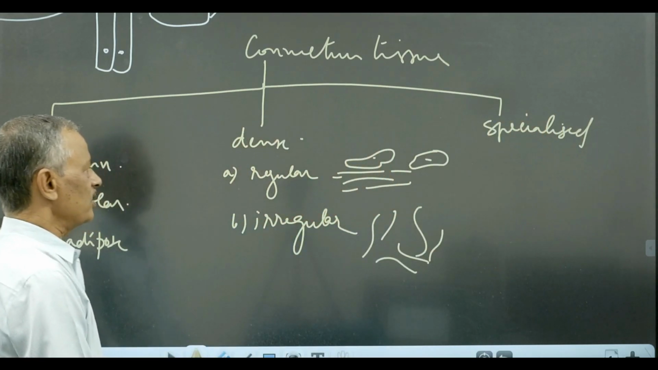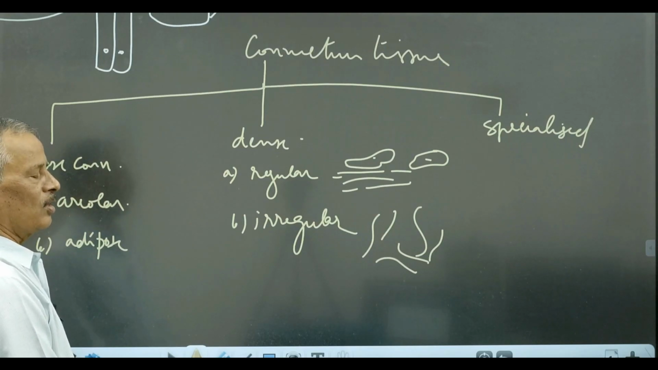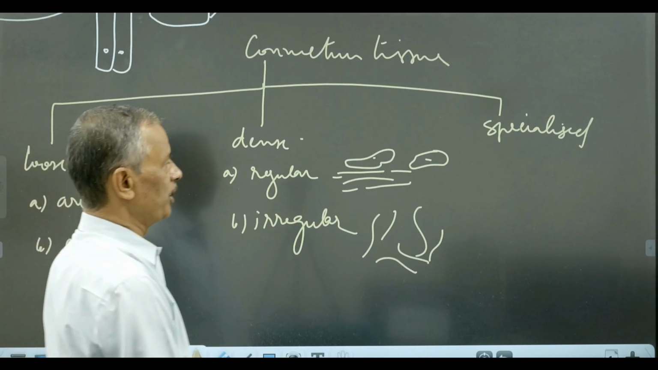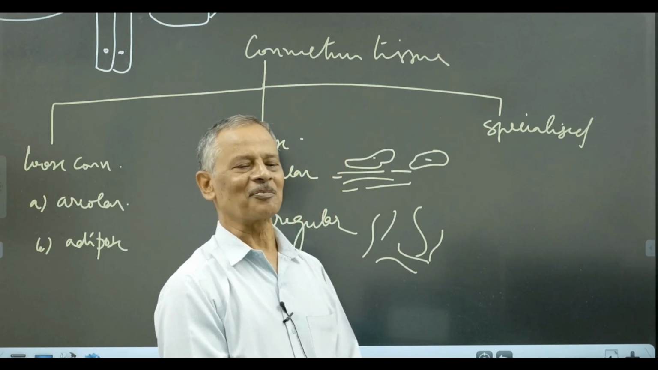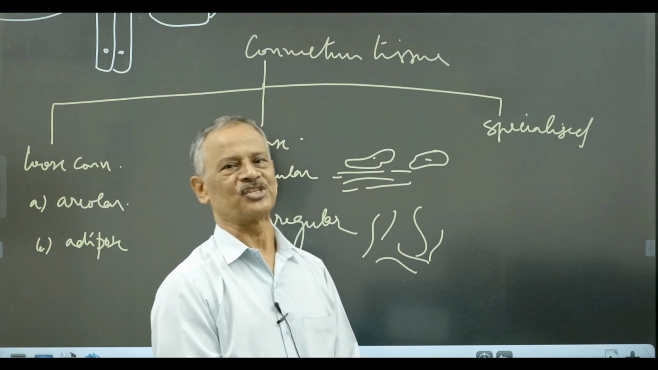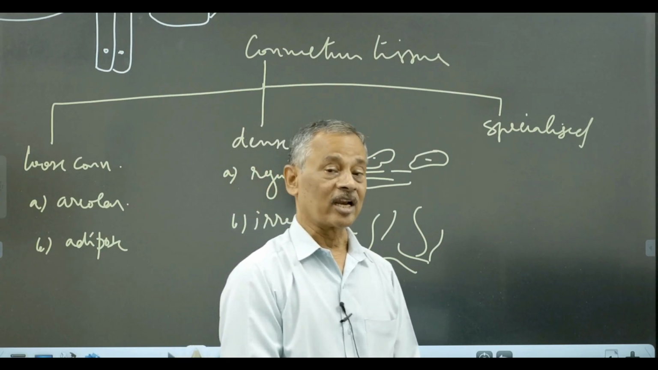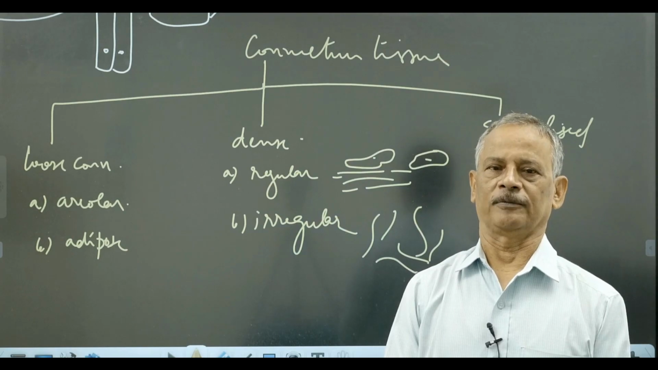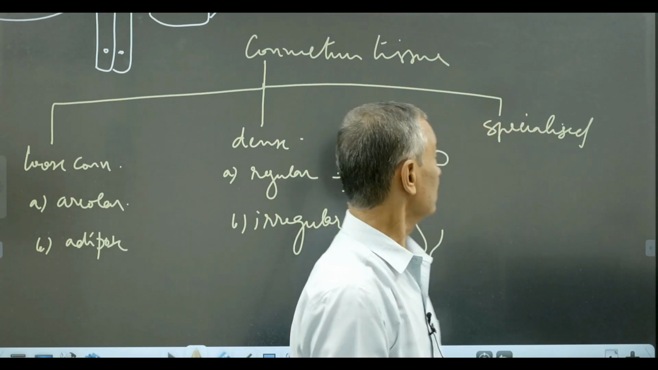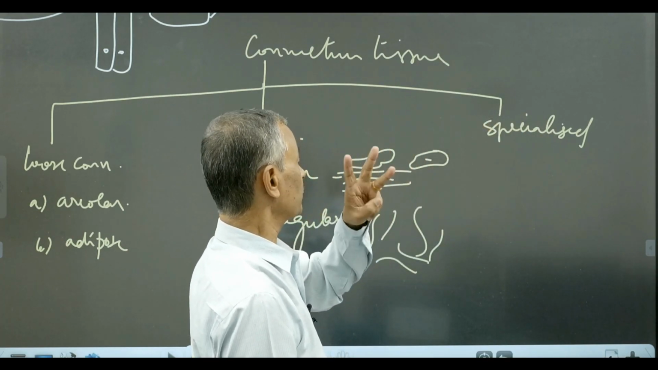These are specialized connective tissues because their structure is unique. And why do they have a unique structure? Because they are performing a special function. They are mainly responsible for giving rigidity to the body. We have specialized connective tissues of three types.